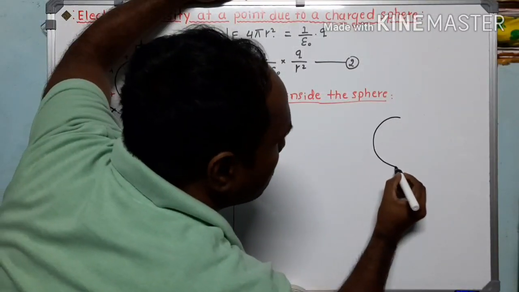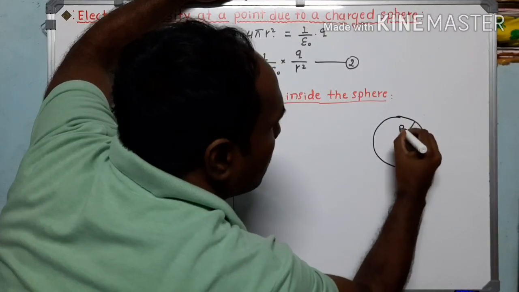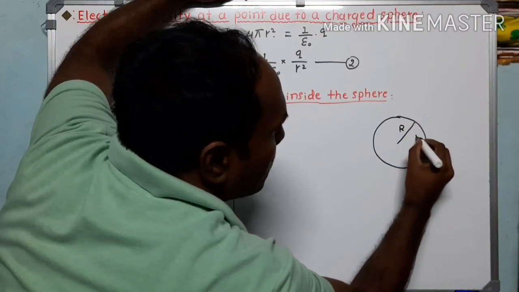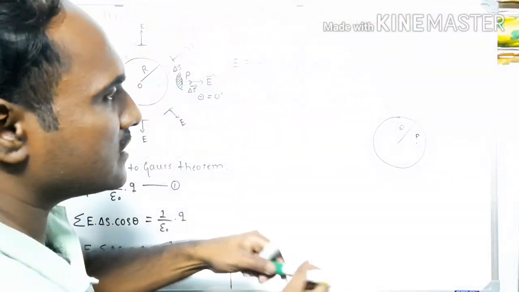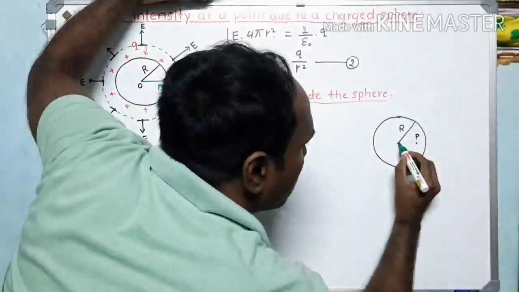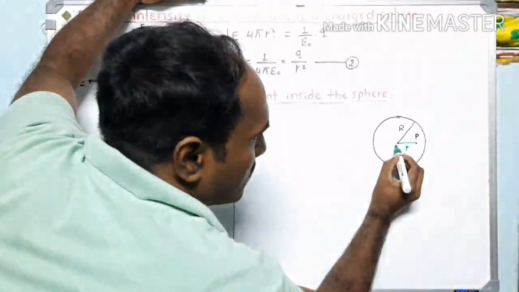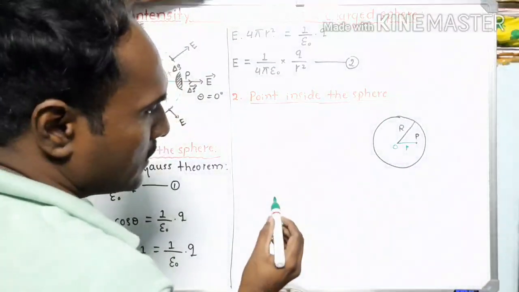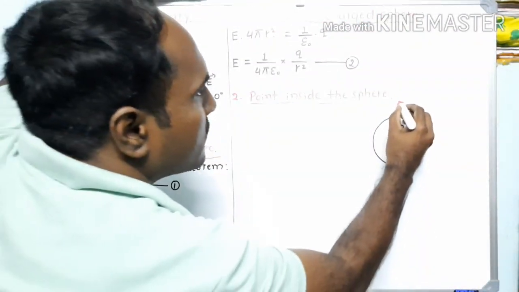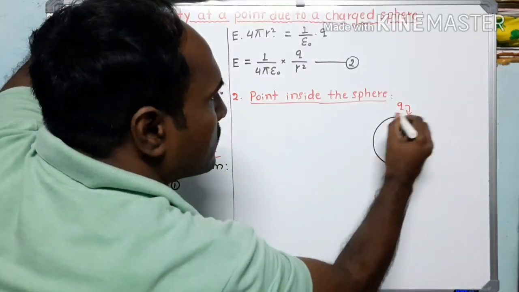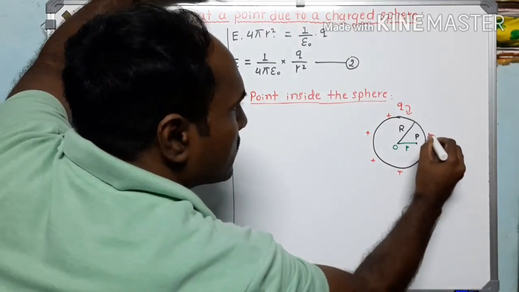a sphere of radius capital R. Let P be a point at a distance, how much? At a distance small letter r from the center O. Here I have given a charge plus q coulomb. Q amount of charge is given. This charge distributes uniformly over the outer surface of the conductor.